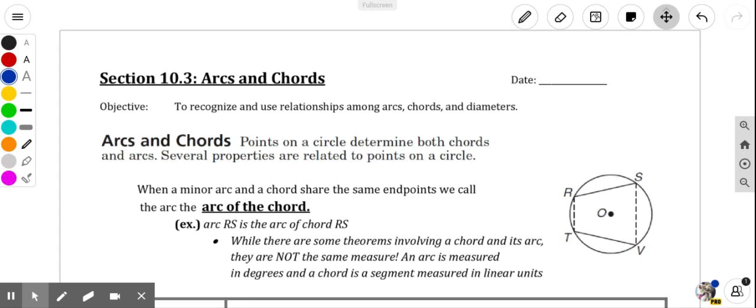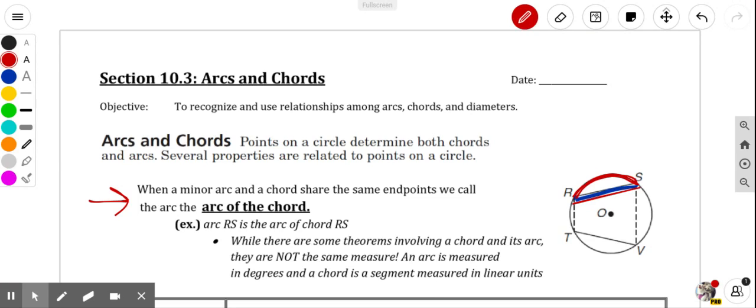It says points on a circle determine both chords and arcs. And so what we mean by that is notice, say R and S. R and S can determine this chord. It's the endpoints of the chord. R and S are also the endpoints of this arc RS. So when a minor arc and a chord share the same endpoints, that's right here, we say that the arc is the arc of that chord. So we would say that arc RS is the arc of chord RS.